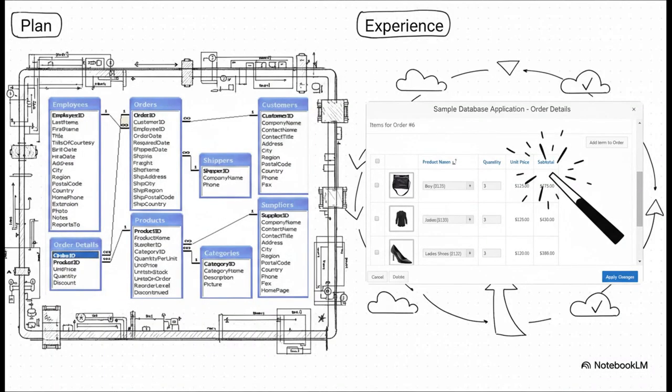Just look at the difference here. On the left, that's the plan. It's this complex web of tables and connections. It's like the plumbing, the wiring, the support beams of our building. But on the right, that's what you, the user, actually see. A clean, simple order form. The real magic is turning that complex plan into an experience that feels completely effortless.